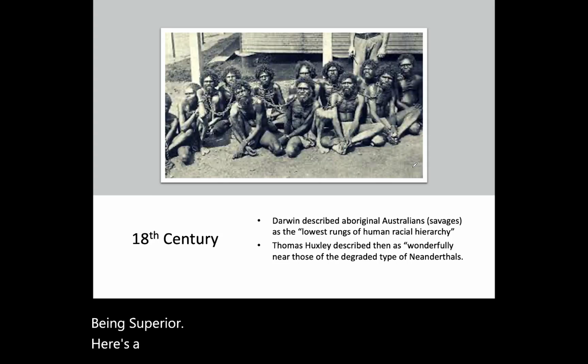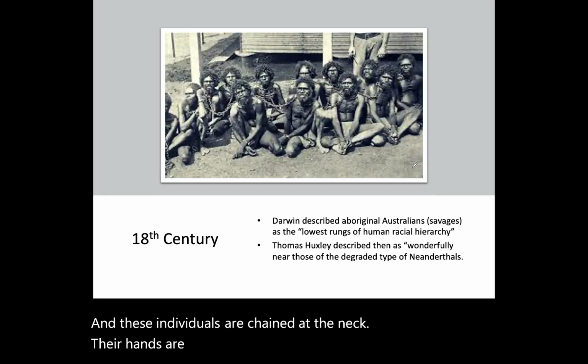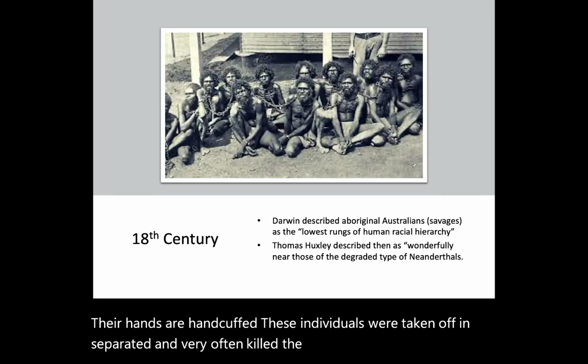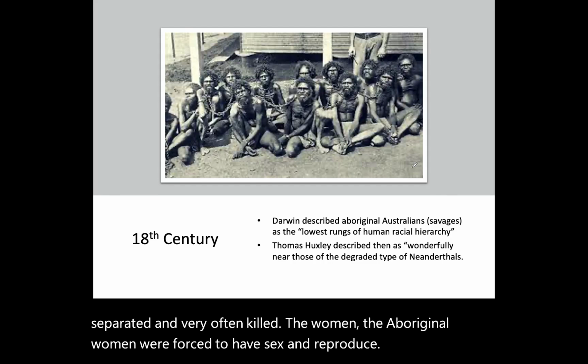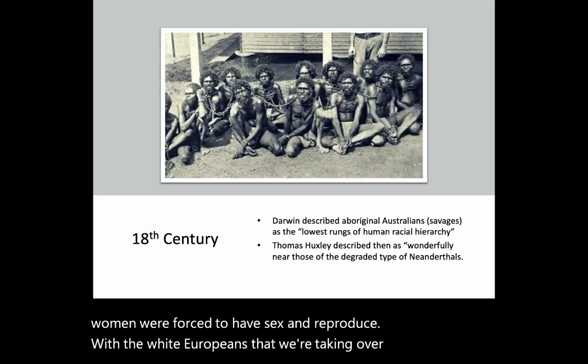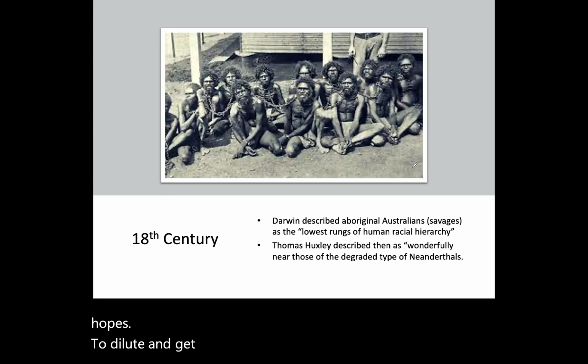Here's a photo. Aboriginal Australians. Now, this was from the 1900s. And these individuals are chained at the neck. Their hands are handcuffed. These individuals were taken off and separated and very often killed. The women, the Aboriginal women, were forced to have sex and reproduce with the white Europeans that were taking over Australia in hopes to dilute and get rid of the Aboriginal blood.